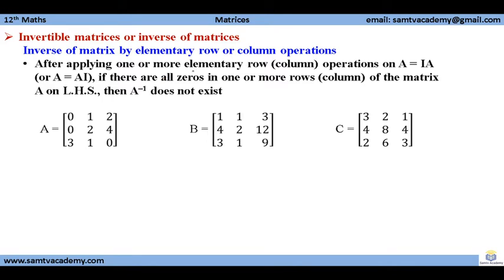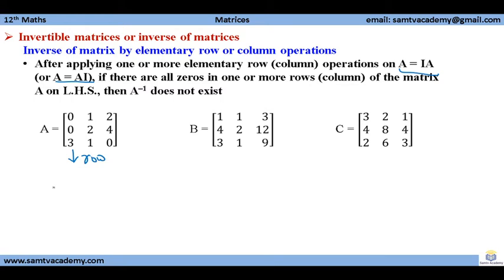So what it is saying is that after applying one or more elementary row or column operations on A equals IA, in row operation or column operation, if there are all zeros in one or more rows or columns of the matrix A on the LHS, then A inverse does not exist.